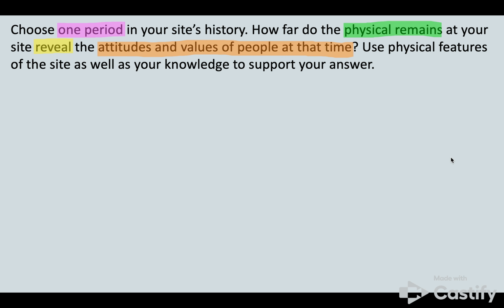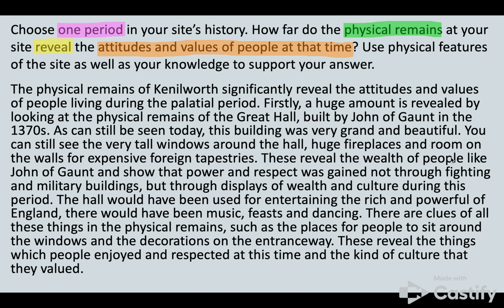So you're going to make a plan. You're going to try and find 3 ways that the physical remains can help reveal what people cared about and thought about. You're going to think carefully, okay, what could I say more about military or palatial here? And then you're going to start writing. Let's have a look at what I have suggested here for a first paragraph.